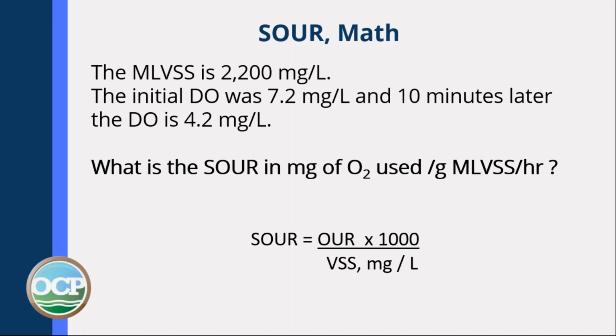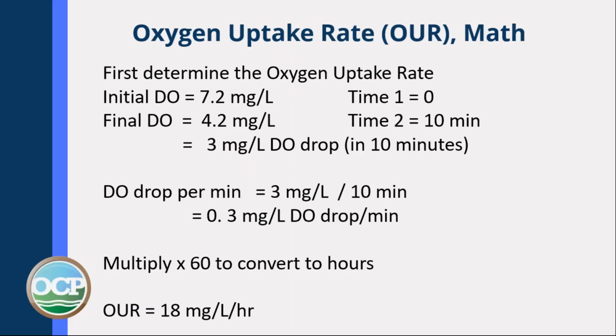There's the formula again: specific oxygen uptake rate equals oxygen uptake rate times 1,000 divided by volatile suspended solids, which is your MLVSS in milligrams per liter. So we'll work through this one together. First, determine the oxygen uptake rate. Your initial DO was 7.2. Your final DO was 4.2. So you subtract that and you get 3 milligrams per liter.